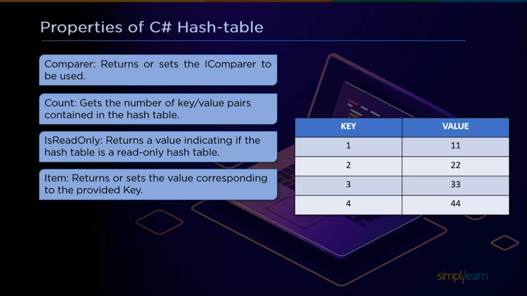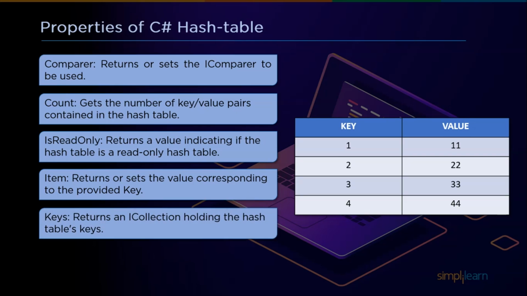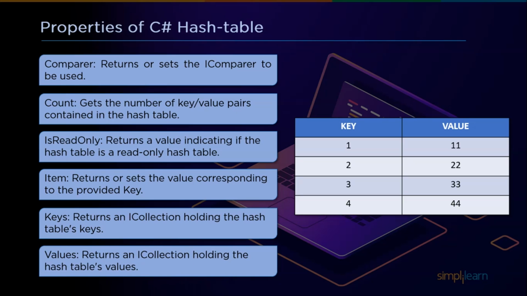After that, item. It returns or sets the value associated with the supplied key. Then, keys. This will return the collection containing the keys of the hash table. At last, values. This returns a collection containing the values of the hash table.